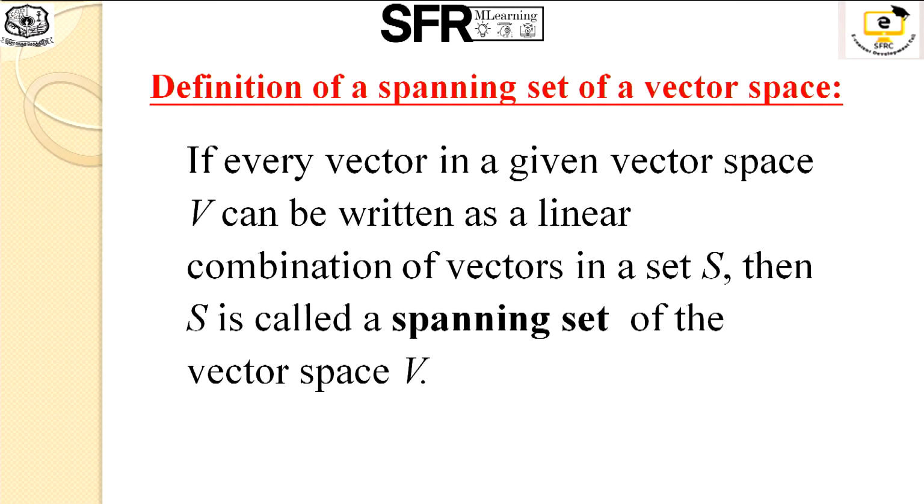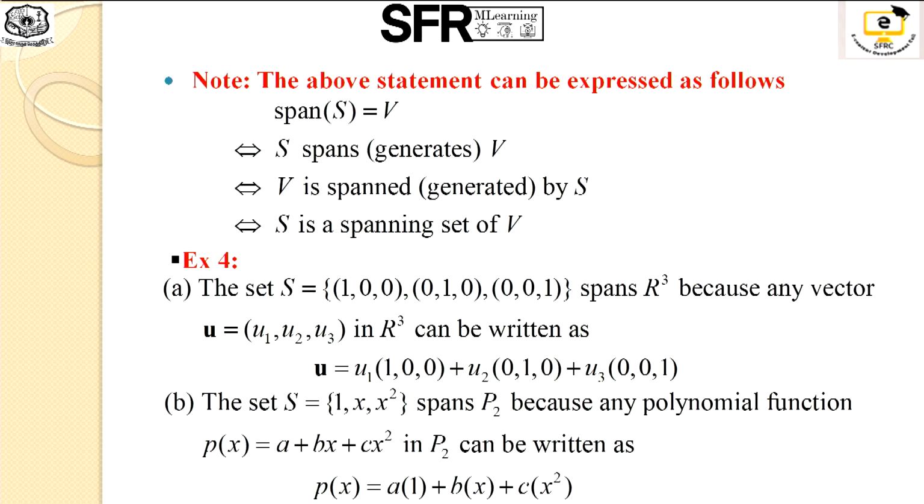Next one, definition of a spanning set of a vector space. If every vector in a given vector space V can be written as a linear combination of vectors in a set S, then the set S is called a spanning set of the vector space V. That is, every vector in the vector space is formed by the spanning set. So the span of S can be expressed as follows: span of S equal to V, or otherwise S spans or generates V, or V is spanned by S, or S is a spanning set of V.